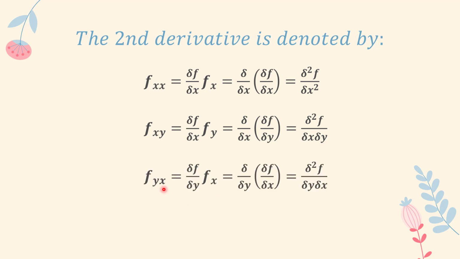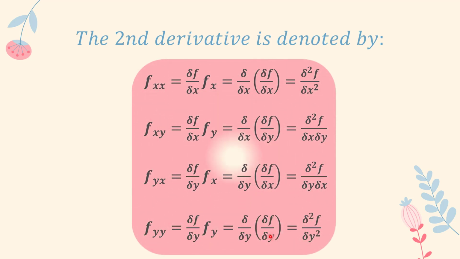Fyx will be vice versa. In here, you derivate f with respect to x first and continue to derivate it with respect to y. And fyy will be a two-stage derivative with respect to y. So this is the symbol and also the notation for the second partial derivative.